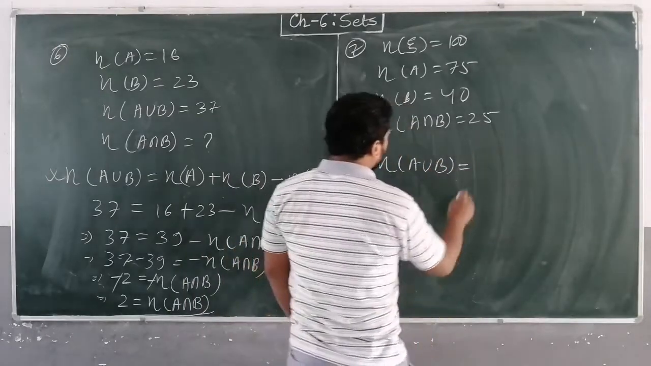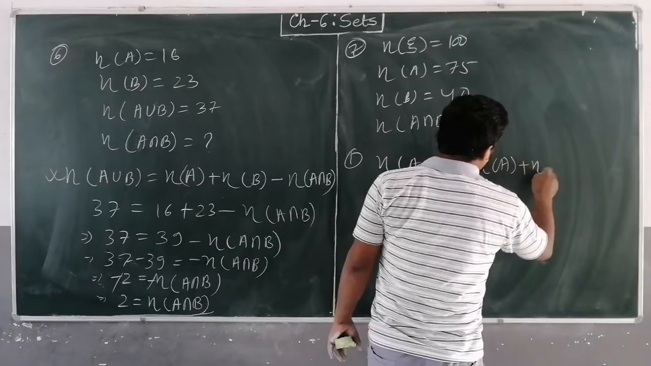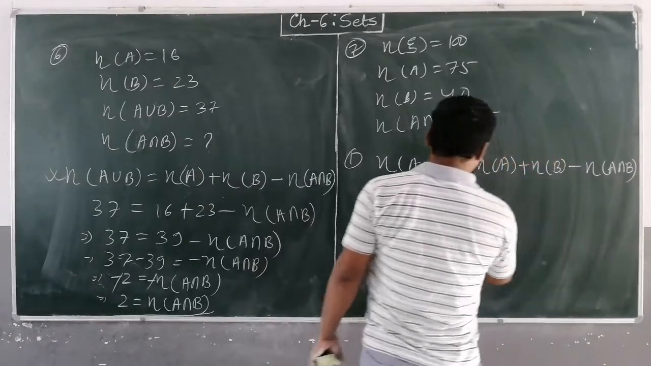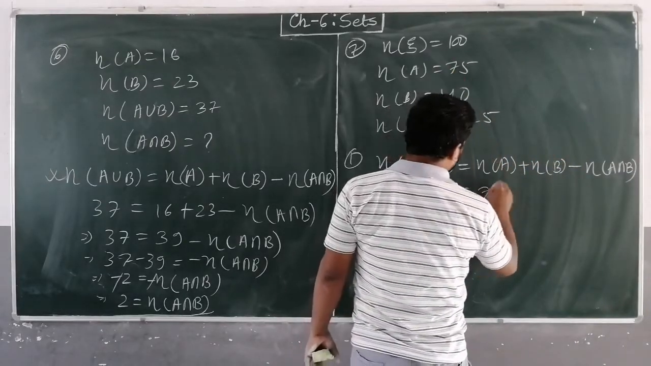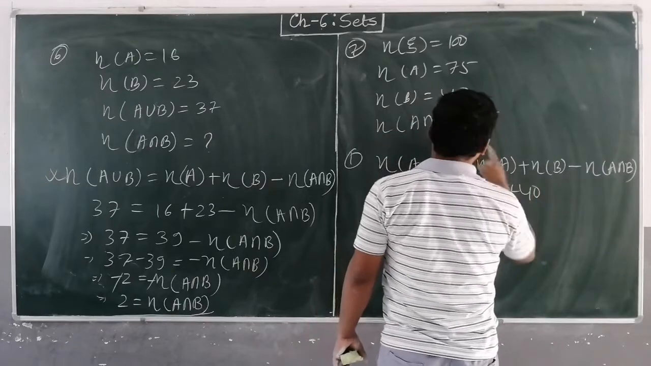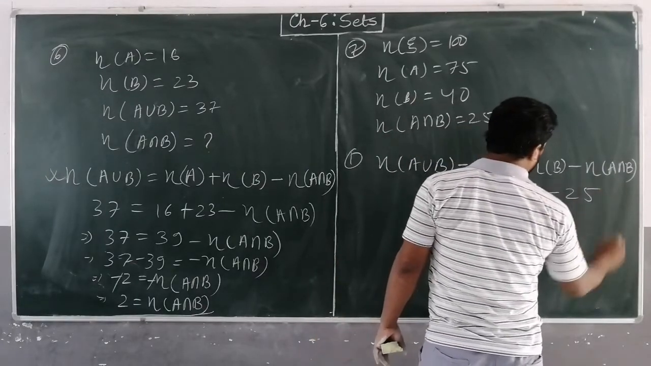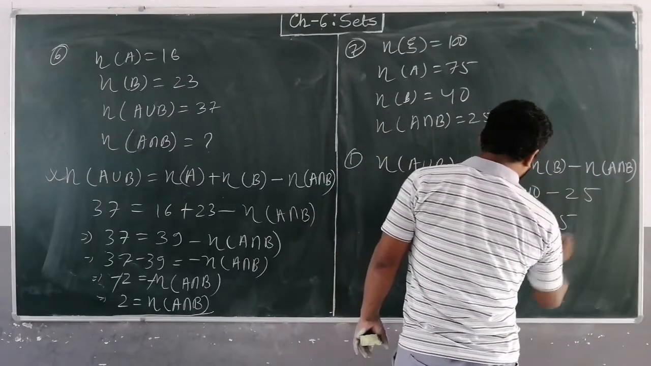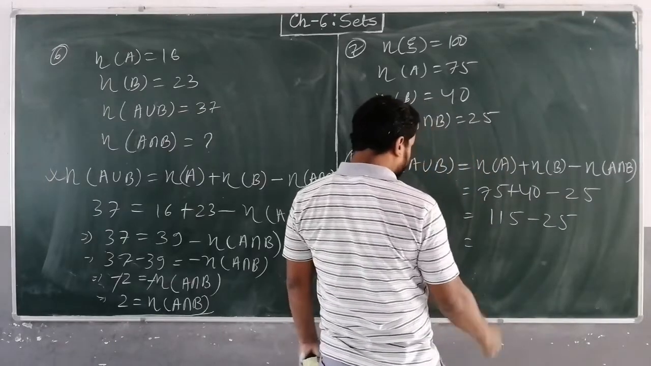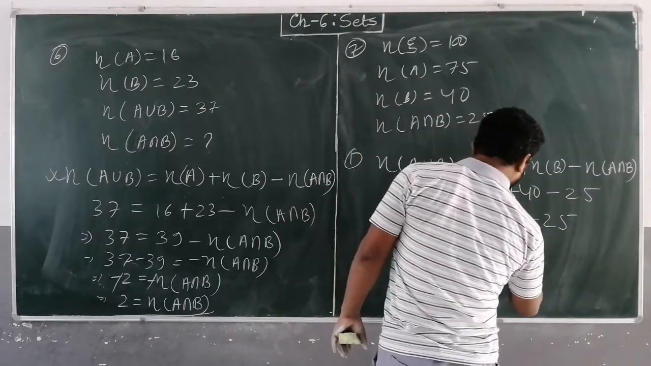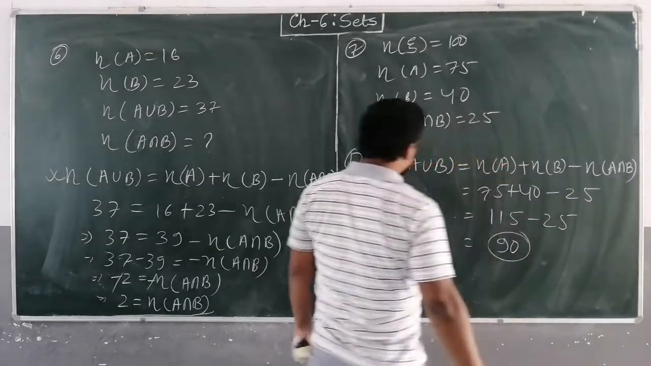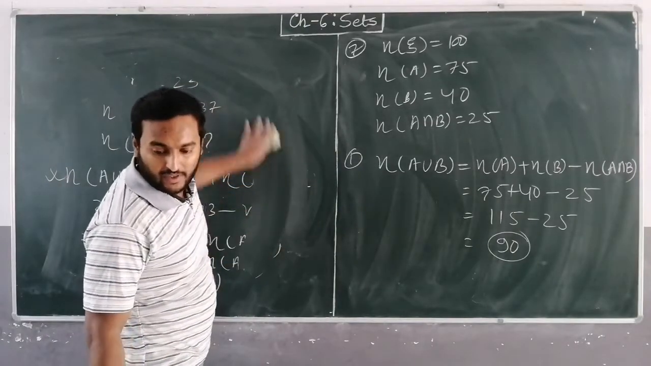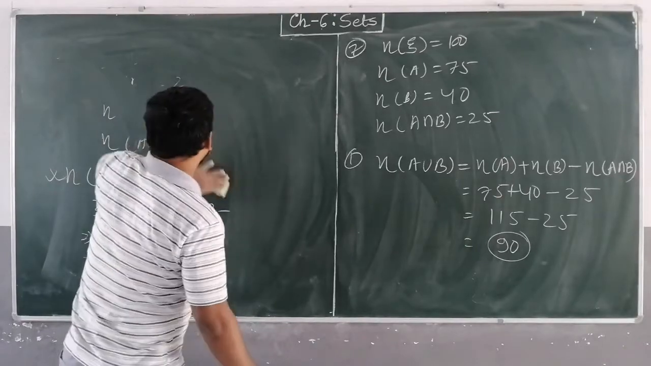We know the relation: cardinality of A union B equals cardinality of A plus cardinality of B minus cardinality of A intersection B. So cardinality of A is 75, cardinality of B is 40, and cardinality of A intersection B is 25. So that is equal to 90. So cardinality of A union B is 90. Now find the second part, that is given: cardinality of A union B complement.